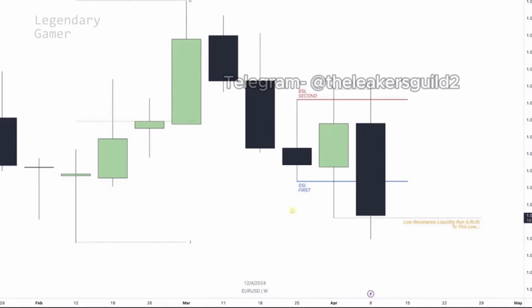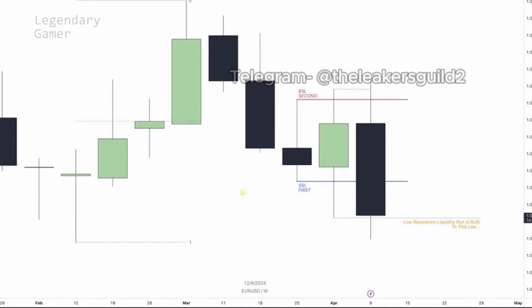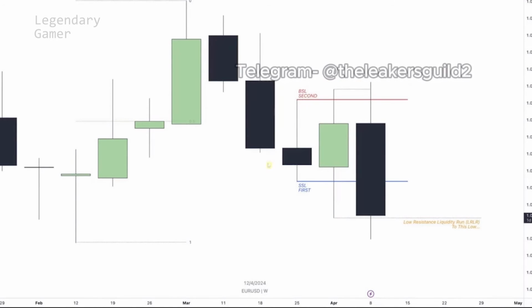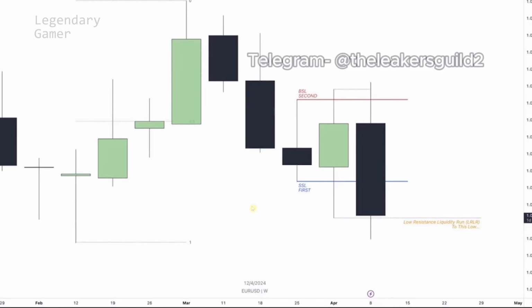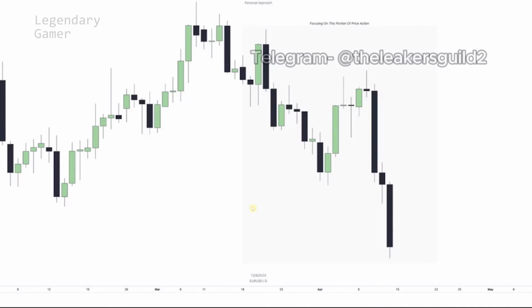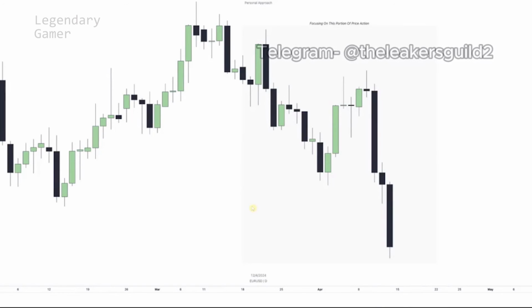Right, so we've got another example over here. We got a Euro USD chart. Again, the double purge, right? We've got those sell side taken out first and then the buy side, and then there will be a low resistance liquidity run. And actually, this weekly candle had CPI, so we're gonna see how that looks like in the next example. So we've got that same Euro USD, only this is a daily chart, right?